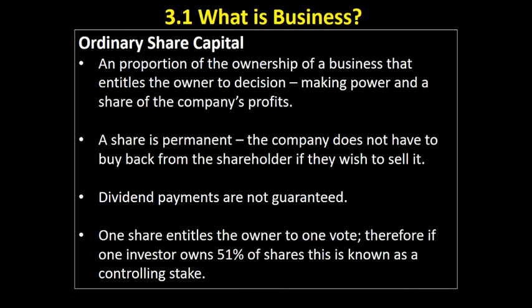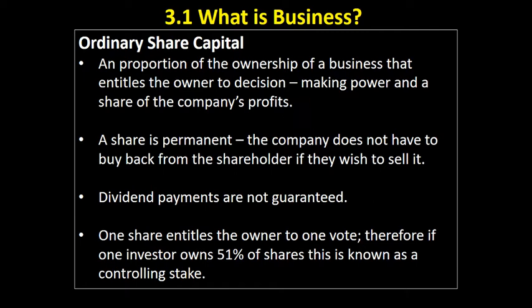So shareholders could own ordinary shares, and you need to know what ordinary shares are. An ordinary share is a proportion of the ownership of a business that entitles the owner to decision-making power and a share of that company's profit. So basically, a shareholder will get a certificate that says the number of shares that they've got, and that will entitle them to that many votes, and their dividend payment as well, depending on how many shares they own.